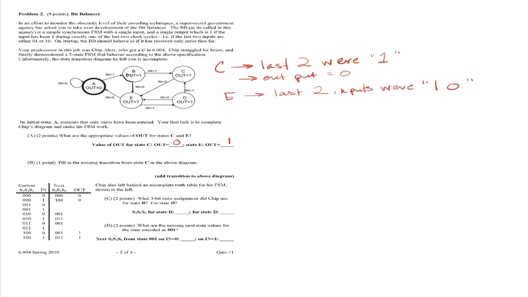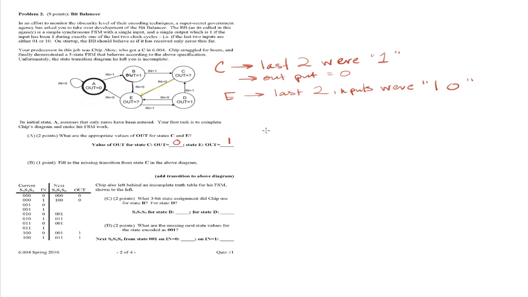So if we want to fill in the missing state transition diagram for state C in the above diagram, we see that there should be an arrow going out of state C for both of the possible inputs, right? We should have both cases covered. So right now, it seems like we've only got this 0 case covered, right? We only know what to do when the input is 0. So we need to determine where it should go when the input is a 1.